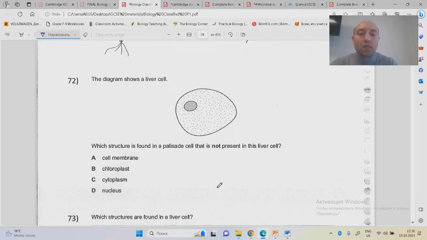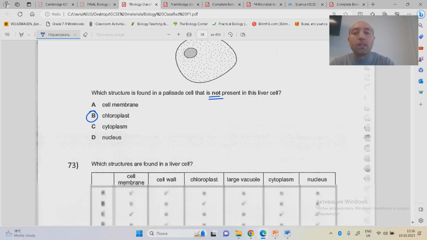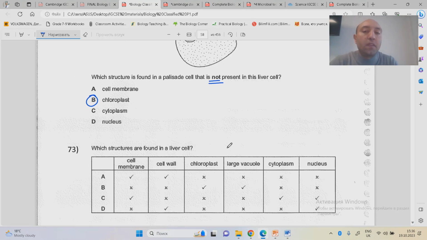They are showing a liver cell. Which structure is found in a palisade cell but not present in this liver cell? Of course, chloroplast is an answer. Which structures are found in a liver cell? So liver cells have cell membrane. They don't have cell wall because it is an animal cell. They don't have chloroplast, no vacuole. They have cytoplasm and nucleus. Answer in here is C.